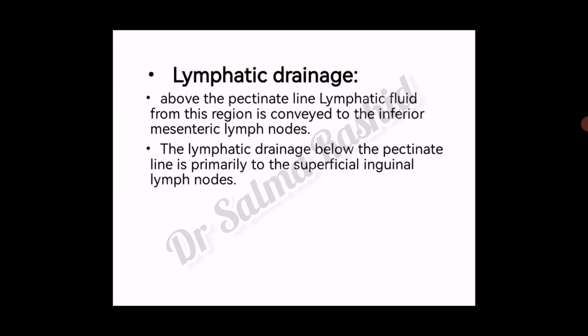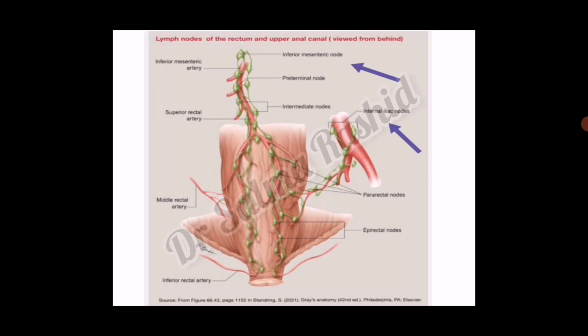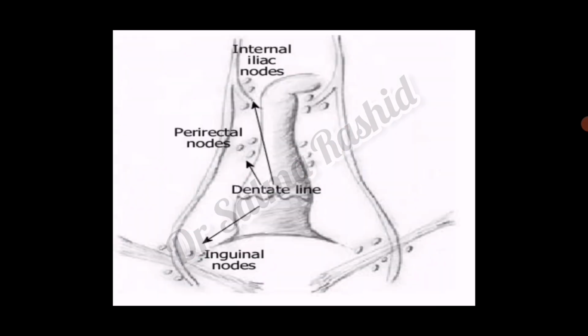Now the lymphatic drainage. Above the pectinate line, lymphatic fluid from this region is conveyed to the inferior mesenteric lymph nodes, and the lymphatic drainage below the pectinate line is primarily to the superficial inguinal lymph nodes. Here you can see above the pectinate line, lymphatic drainage is to the inferior mesenteric nodes, and in this picture you can see that the lymphatic drainage below the pectinate or dentate line is to the inguinal nodes.